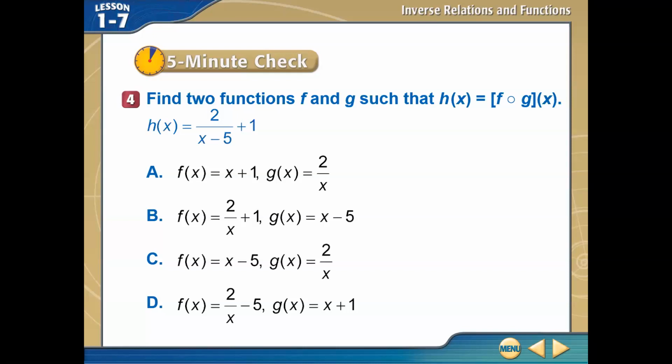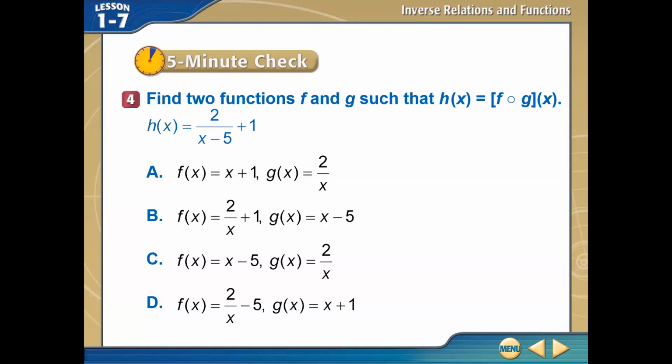So for the first one, letter A, says that f of x is equal to x plus 1 and g of x is equal to 2 divided by x. Okay, so if we were to plug f of x into g of x, we would end up with 2 divided by the quantity of x plus 1, if we carried out that composition. But if we're plugging g in for x in the f of x, we have 2 over x plus 1, so that really doesn't get us where we need to go.